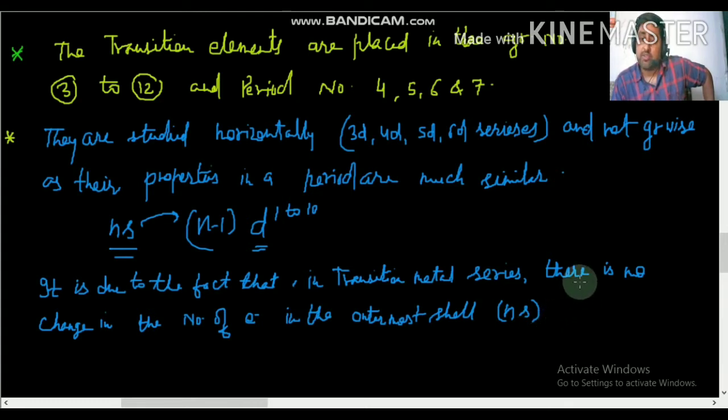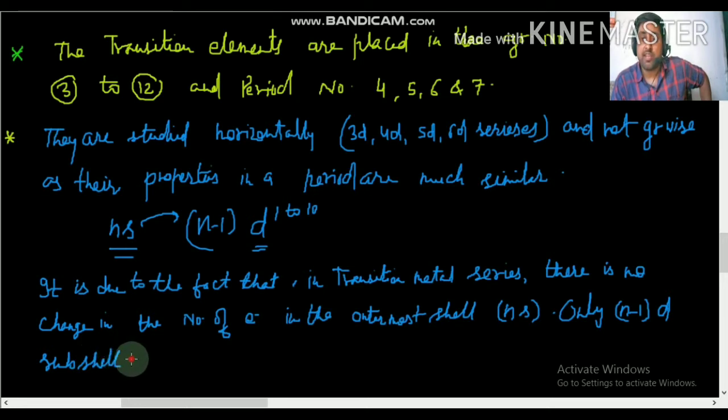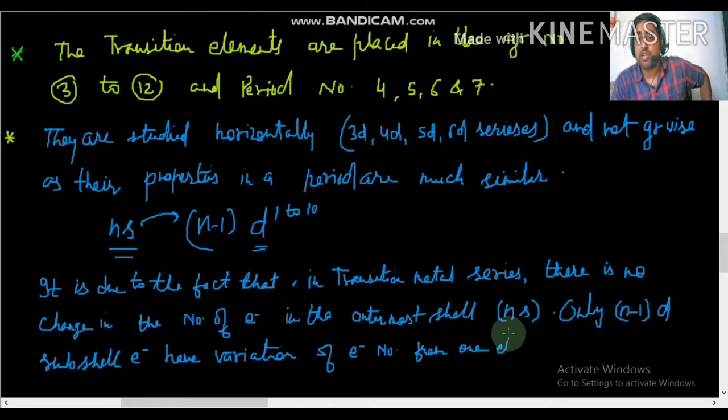So due to this, only the N-1 D subshell electrons have variation of electron number from one element to other.